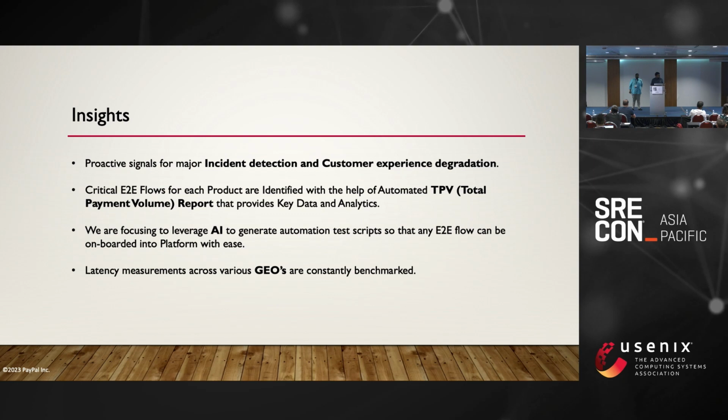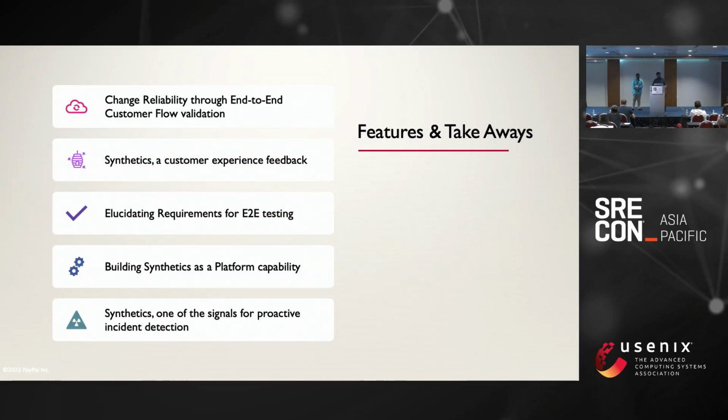And the third thing is AI. We are currently focusing on leveraging AI to generate automated scripts so that product development engineers can just focus on the business logic and the tests can be onboarded with ease. And the final thing is latency measurements, which vary across geos, are constantly monitored and we benchmark them. Okay, with that I hand over to Rex for the features and takeaways.